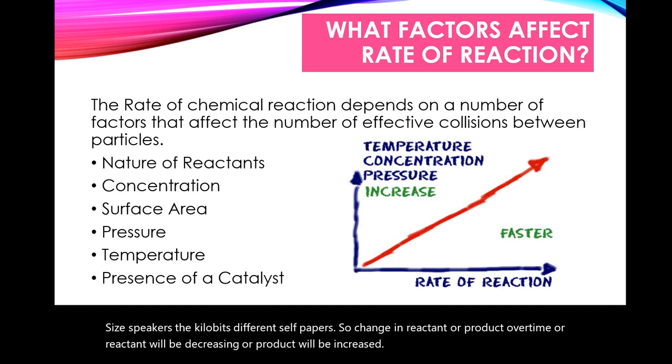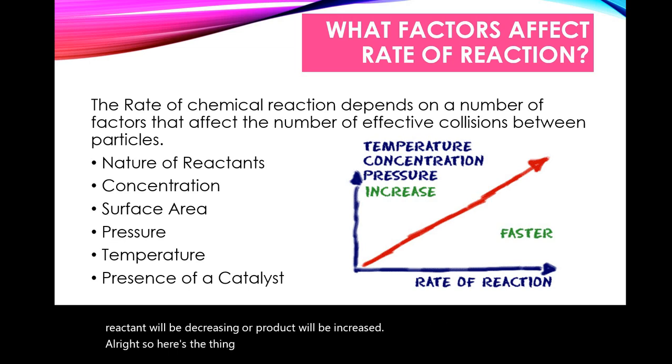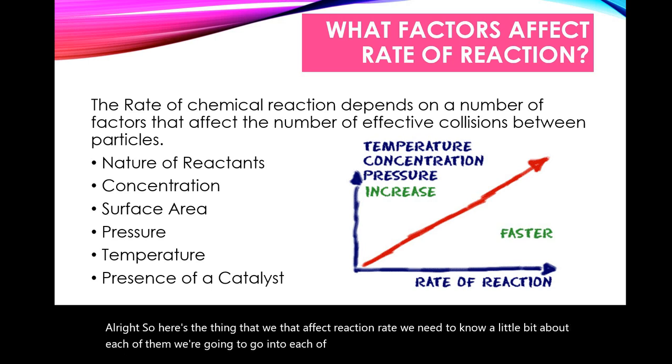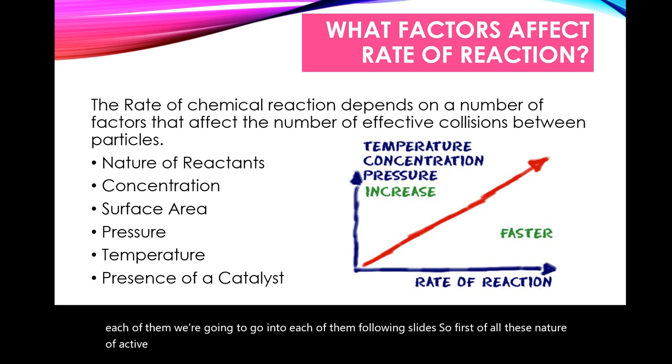All right, so here are some things that affect reaction rate. We need to know a little bit about each of them. We're going to go into each of them on the following slide. So first of all is the nature of reactants. If I put two things together, are they going to react? If they're never going to react, doesn't matter. If they're going to react, then how fast are they going to react?